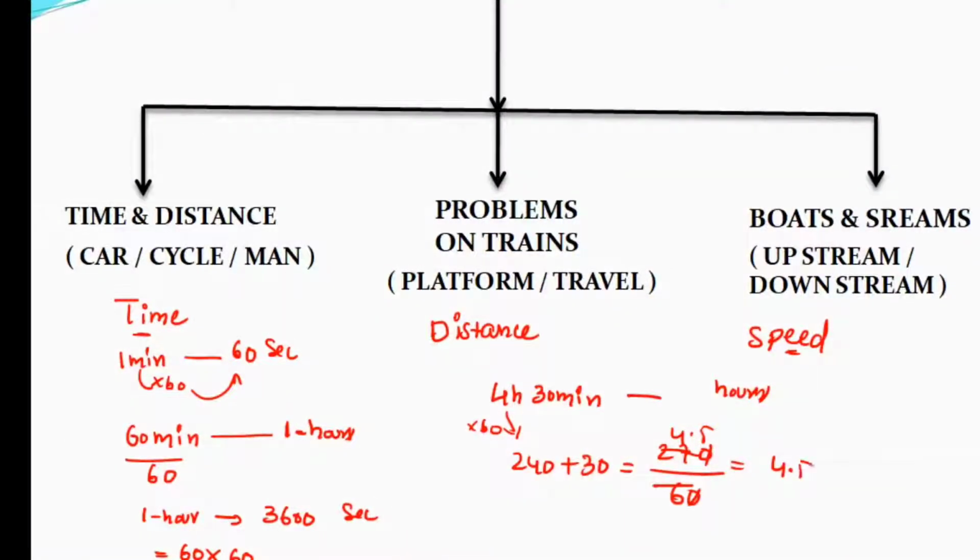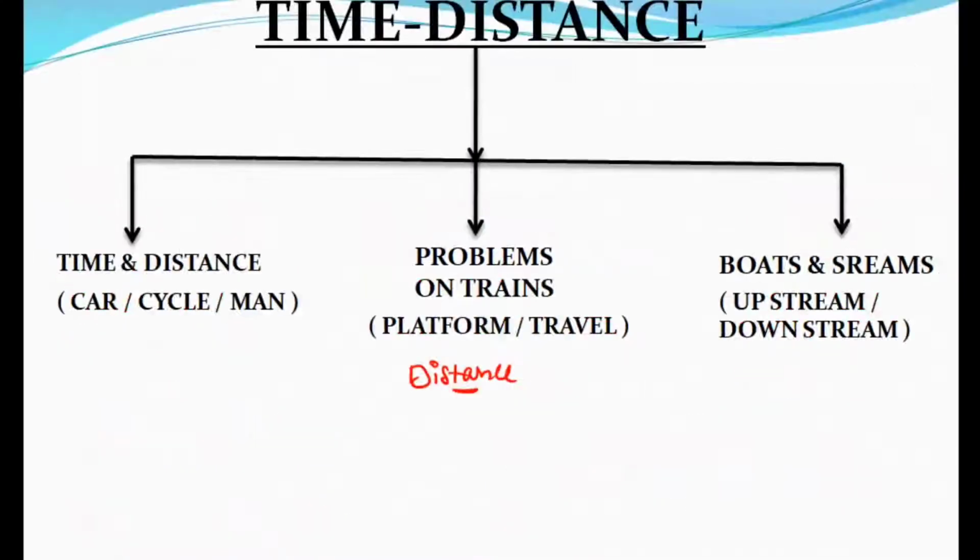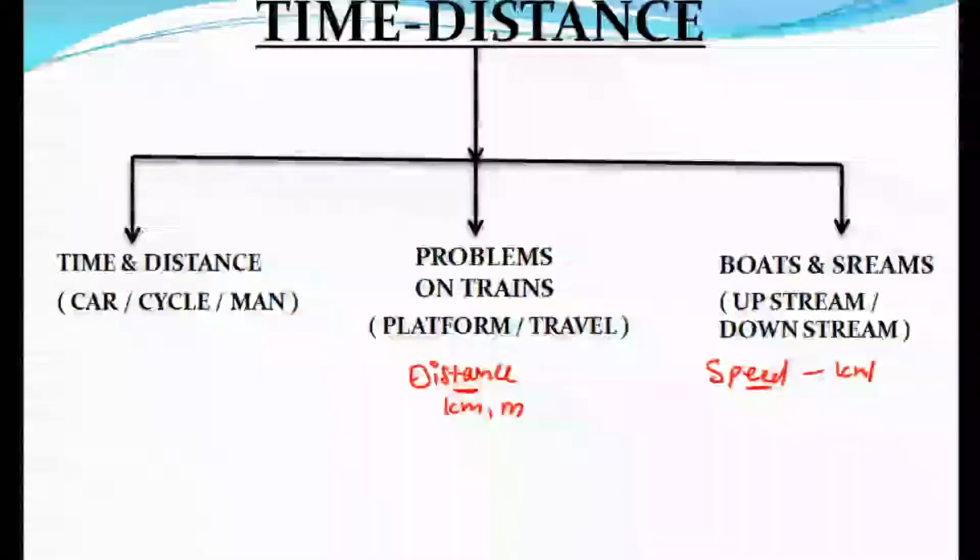hours. So 4 hours 30 minutes is 4.5 hours. For distance, the units we use are kilometers and meters. Coming to speed, the speed units are kilometer per hour or meter per second.